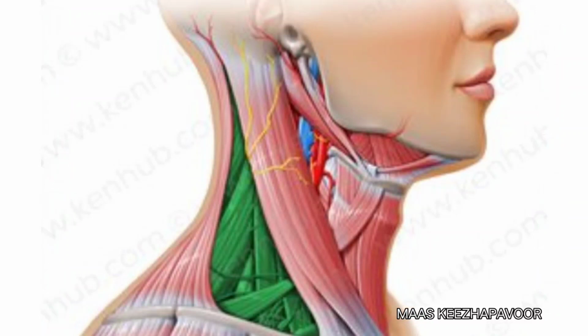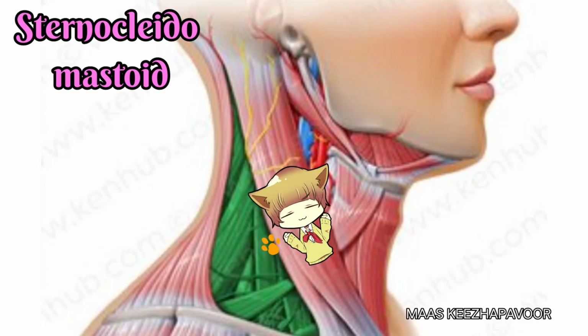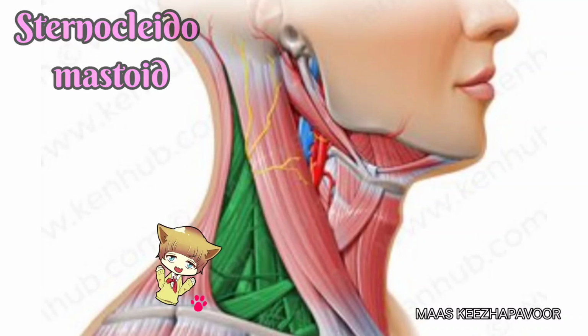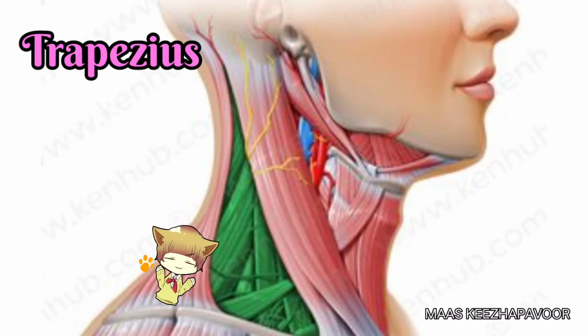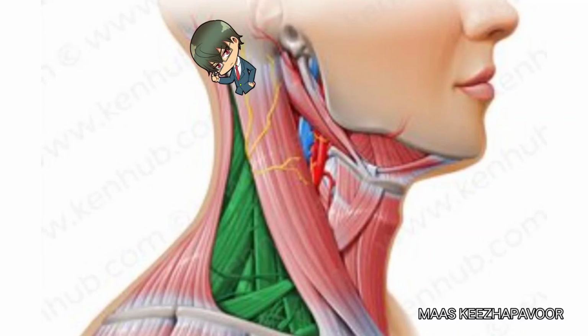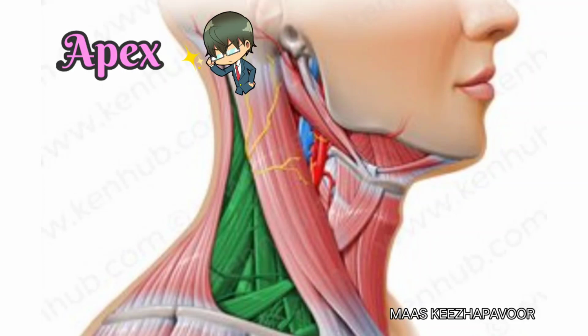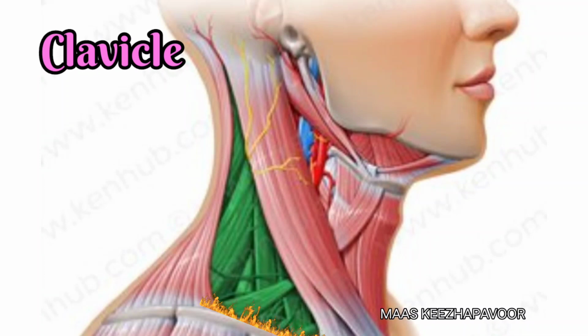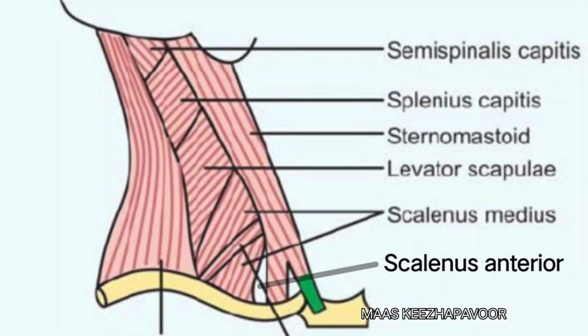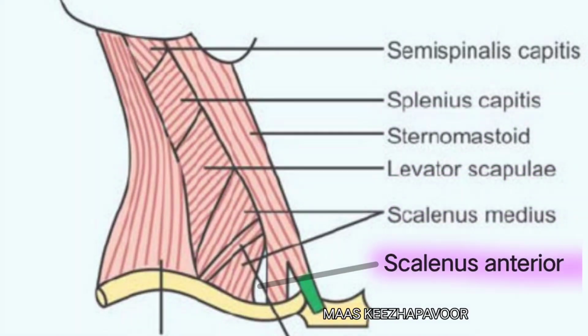The posterior triangle is bounded anteriorly by posterior border of sternocleidomastoid muscle, posteriorly by anterior border of trapezius muscle. The meeting point of these two muscles at the superior nuchal line forms the apex of posterior triangle. The base of this triangle is formed by middle one-third of clavicle. The floor is formed from above downwards by semispinalis capitis, splenius capitis, levator scapulae, scalenus medius, and scalenus anterior.